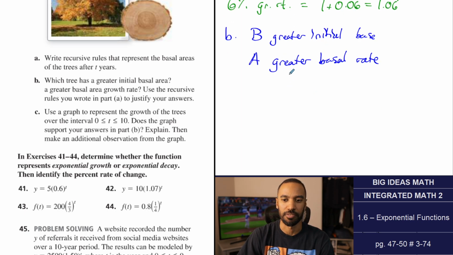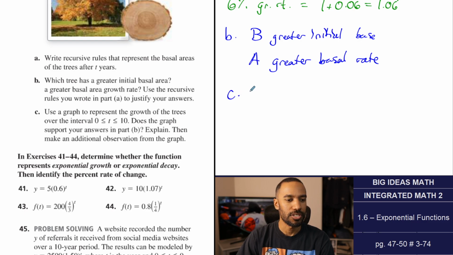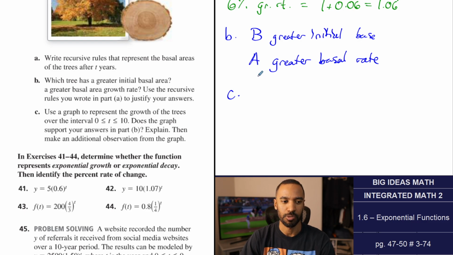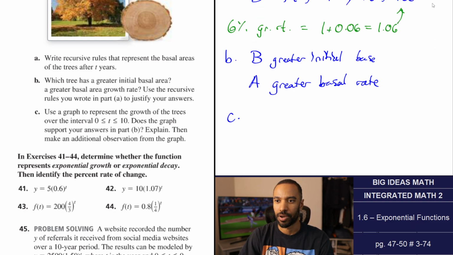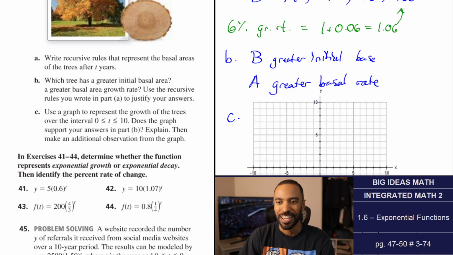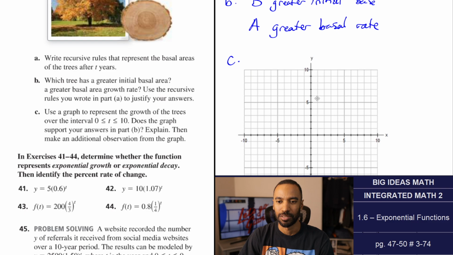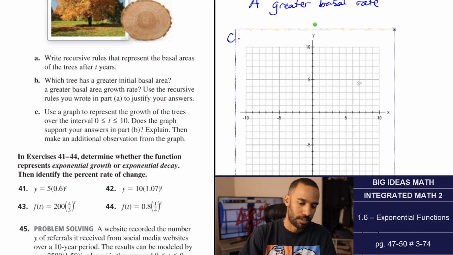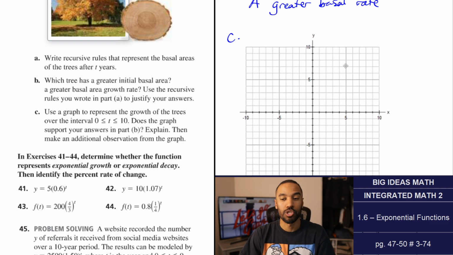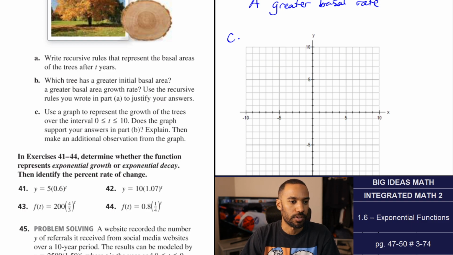That's my verbal justification. Part C, use a graph to represent the growth of the trees over the interval 0 to 10. Does the graph support your answers in part B? Explain, then make an additional observation from the graph. I'll be honest, I don't know how happy I am to do all that. They're assuming you're going to use a calculator and plug things into a table. Maybe it's time that I do that for the sake of this problem.